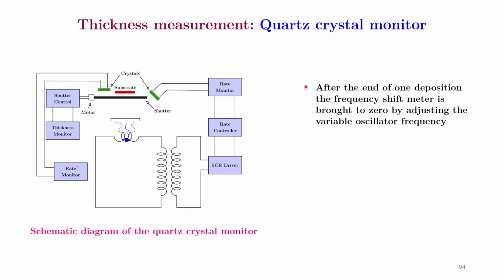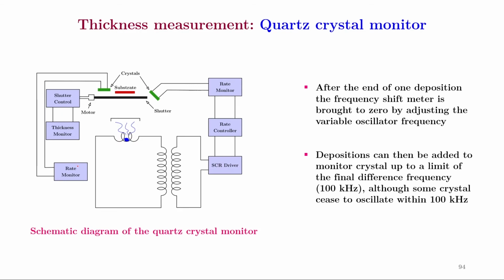After the end of one deposition, the frequency shift meter is brought to zero by adjusting the variable oscillator frequency. Depositions can then be added to the monitor crystal up to a limit of the final difference frequency, that is 100 kHz, although some crystals cease to oscillate within 100 kHz.